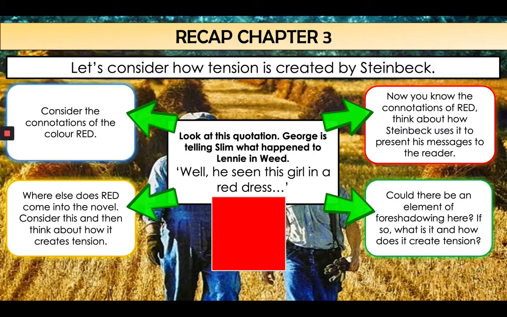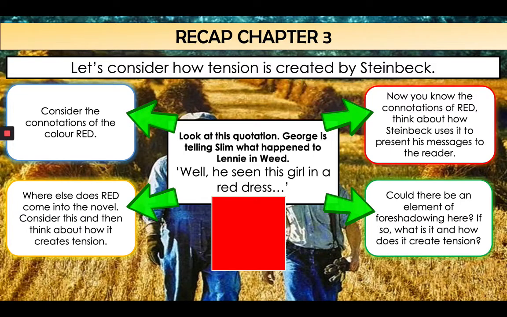So let's start on the left-hand side. Consider the connotations of the colour red. What do you associate with the colour red? If you see the colour red, what kind of things do you associate with it? If something was chosen to be coloured red, what might that indicate to us?